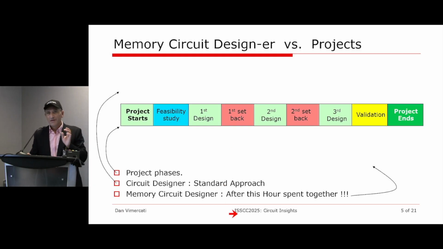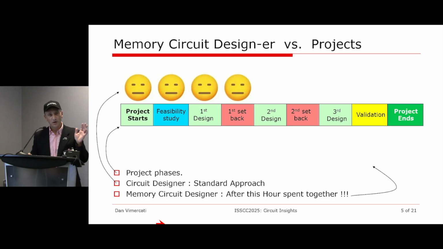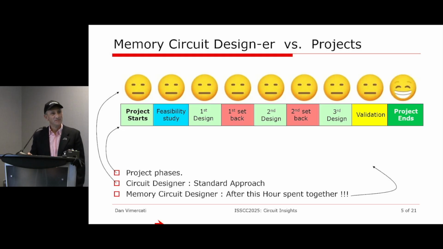And also, there are two different approaches. I hope that it's going to be a little fun for you. First, the standard approach that you may use in order to complete a project, and then something that I hope you will employ at the end of this talk. So the standard approach is this: the project starts, feasibility, first design, problem, second design, problem, we find a solution, validation, and the project ends. Okay? Go and celebrate with your team.